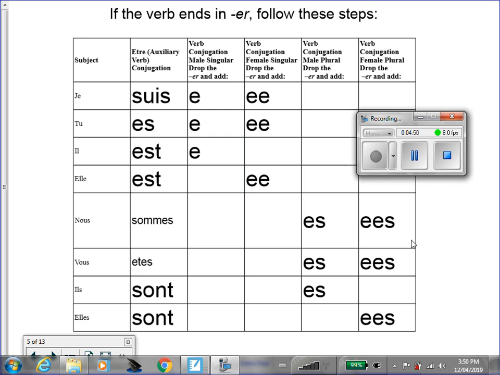Now I'll put the video on pause for 30 seconds and just look over this chart. Do that now. Put the video on pause.